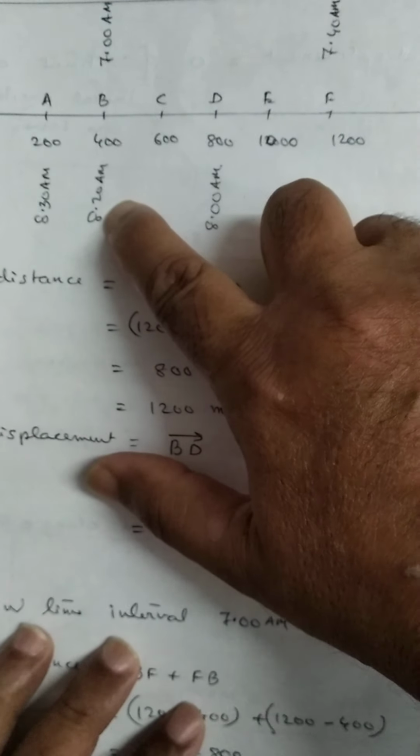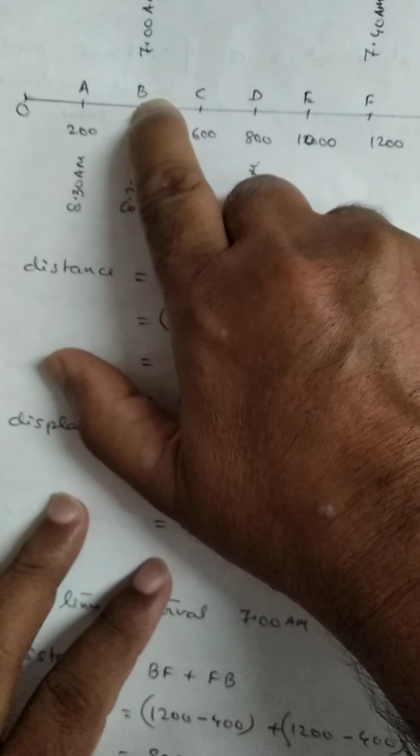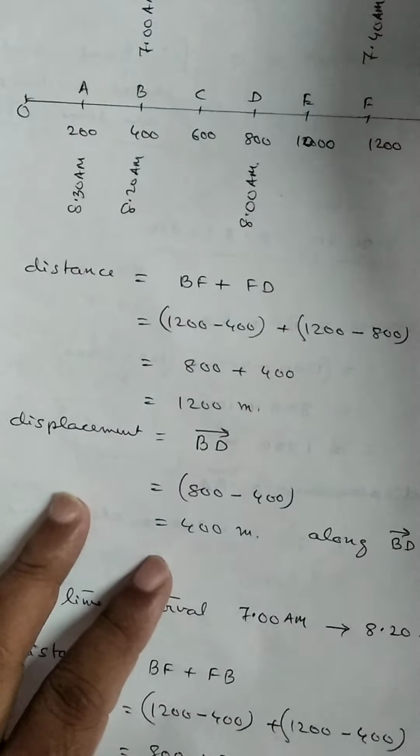This is the distance. But what is displacement? It is the shortest path joining initial to final position. Since in the time interval 7 a.m. to 8:20 a.m., initial and final position are same, our displacement is equal to 0. Okay, that means displacement can have 0 value also.